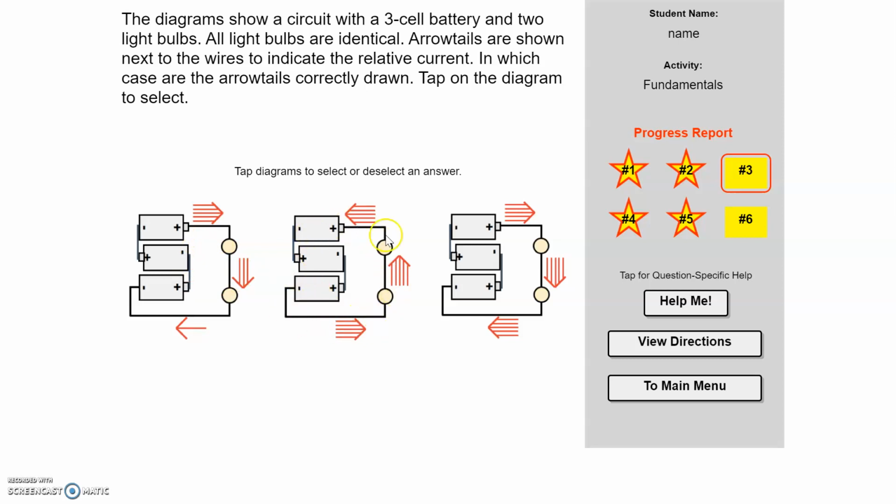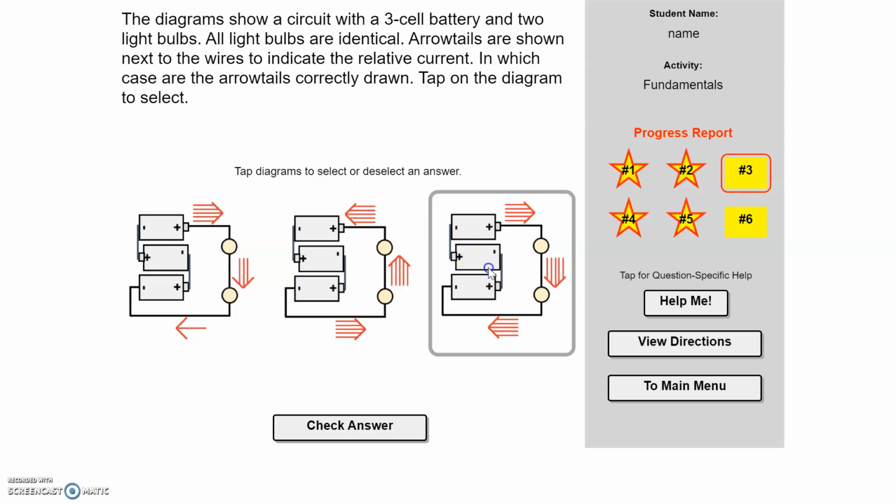This one, although it looks right because they're all the same strength, is showing actual electron current, not conventional current, because if it was conventional current, remember it's positive particles, they wouldn't be repelled by this negative, so they wouldn't be going this way. It would be going clockwise, not counterclockwise, so we have to pick this one for conventional current.